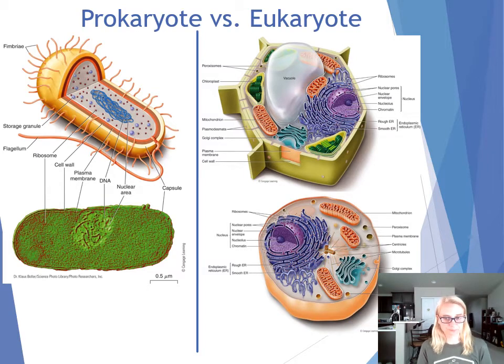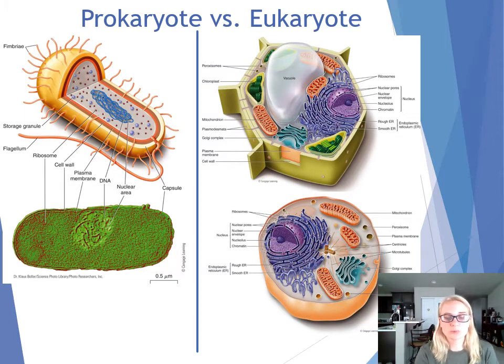cells. So this first slide here is just kind of showing the differences between 2 major groups of cells that you will be encountering throughout this term and in future terms if you were to take other biology courses. So we have these key terms called prokaryote and eukaryote, or prokaryotic or eukaryotic. You might hear those terms as well.